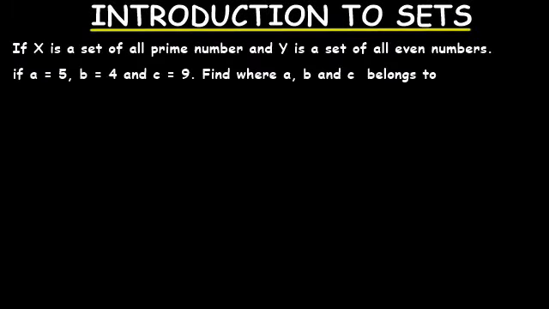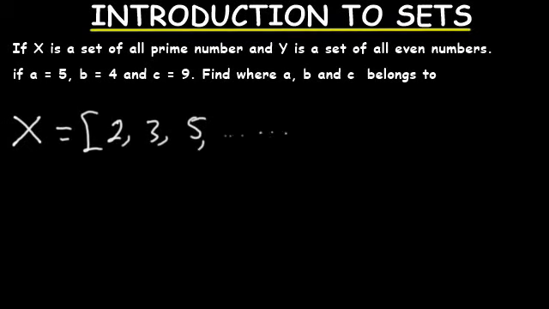If X is a set of all prime numbers, and Y is a set of all even numbers, and a equals 5, b equals 4, and c equals 9, find where a, b, and c belong to. From what I've taught you earlier, prime numbers are numbers that can only be divisible by itself and 1, while even numbers are numbers that are divisible by 2. So the set of prime numbers, denoted with capital X, is equal to {2, 3, 5, all the way to infinity}.